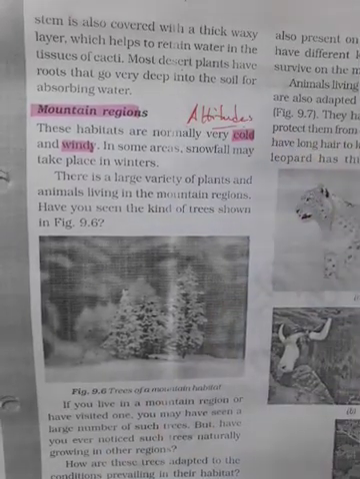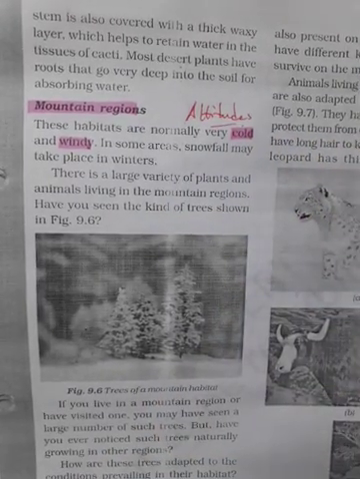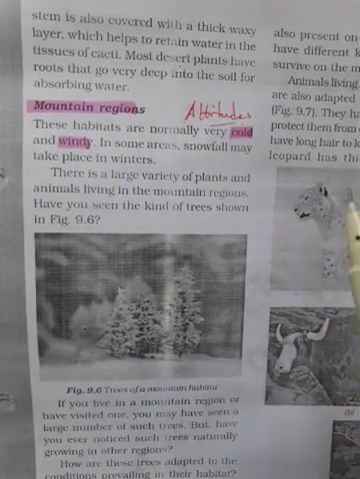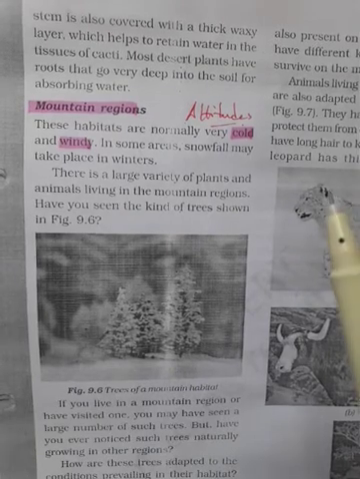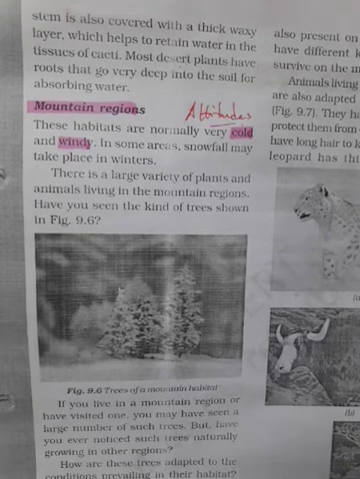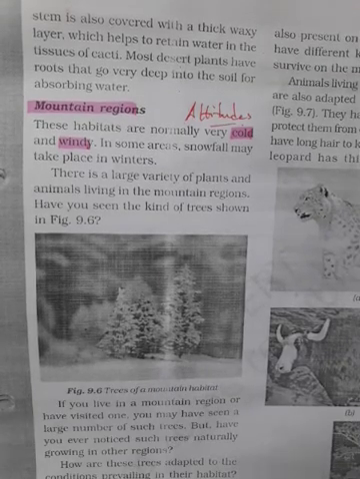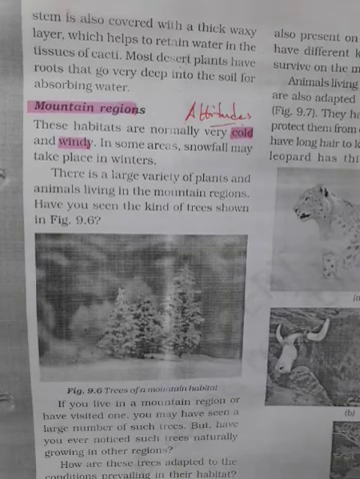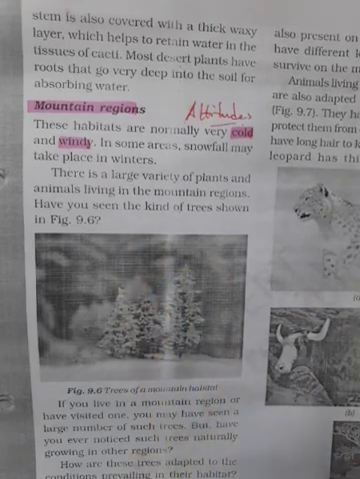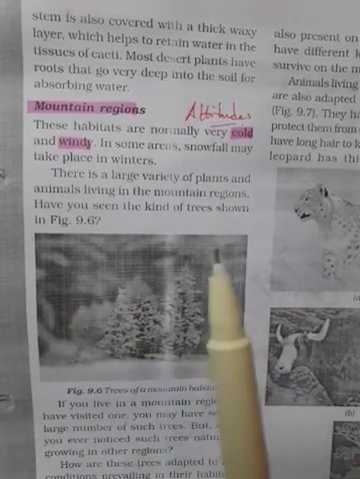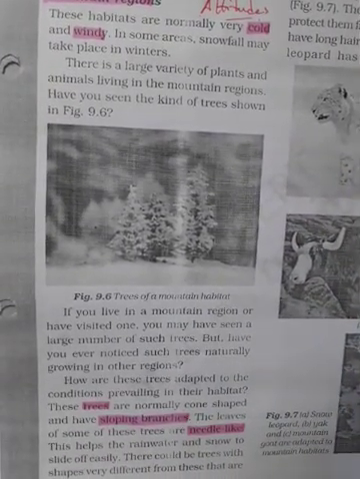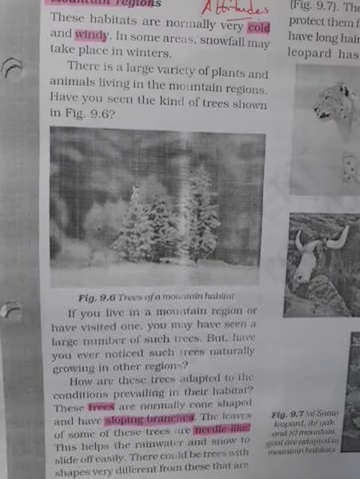That means above sea level. In some areas snowfall may also take place during winters. So in this condition there must be some characteristics or physical features that plants and animals have in order to survive. So let's talk about these things. Let's talk about plants first of all. In plants, actually, mountain regions are not so vegetative.